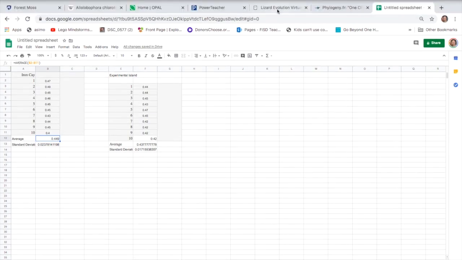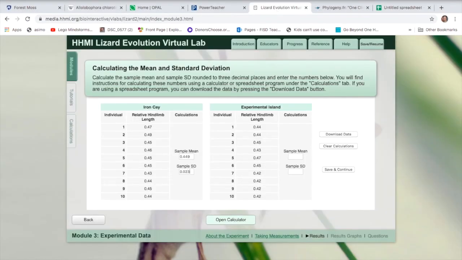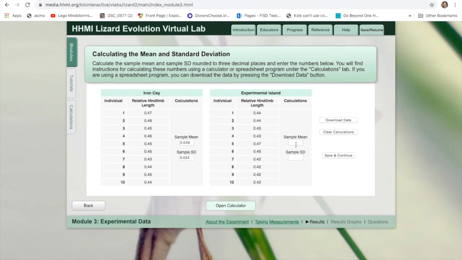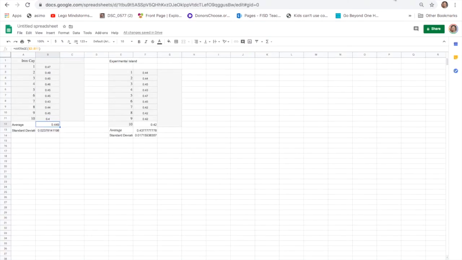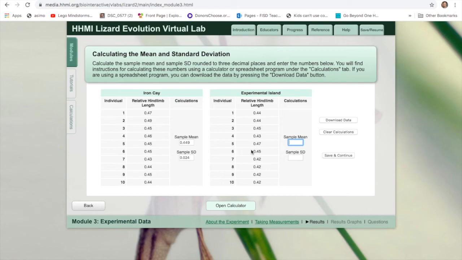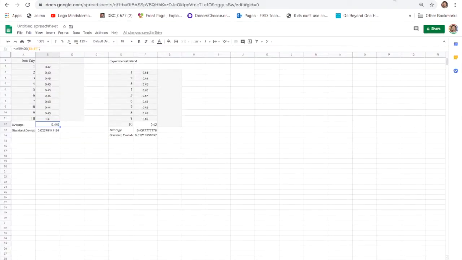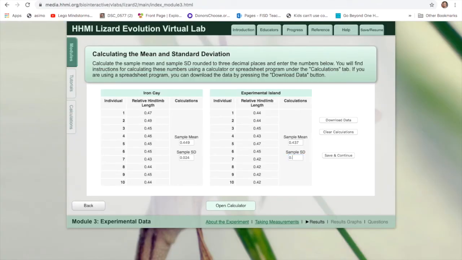0.0237. Let's try that. Okay. It will round off a little bit for me. And then 0.437 for my sample mean, and standard deviation 0.0171. Save and continue.